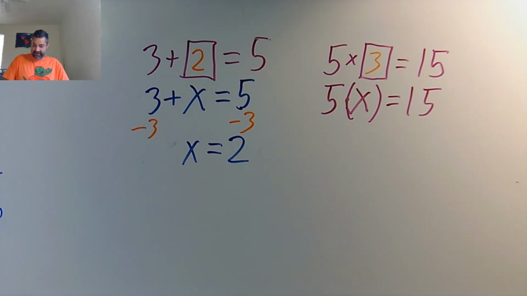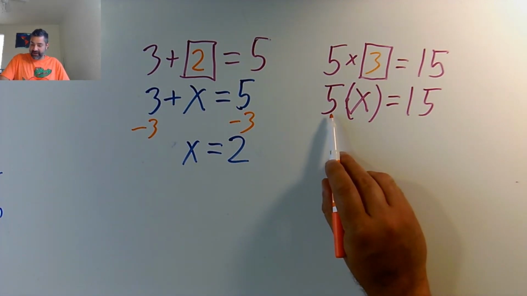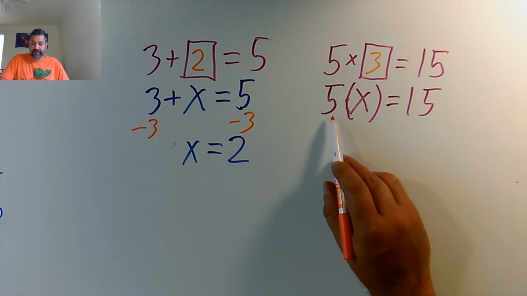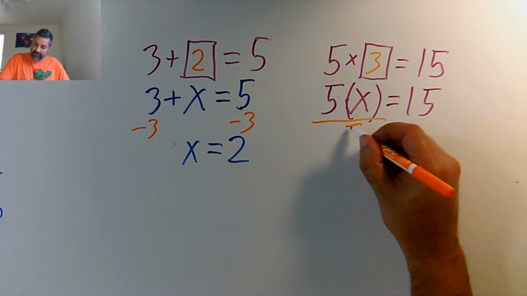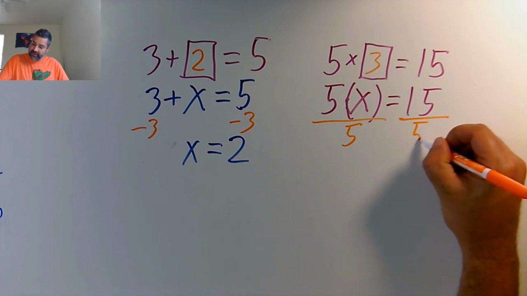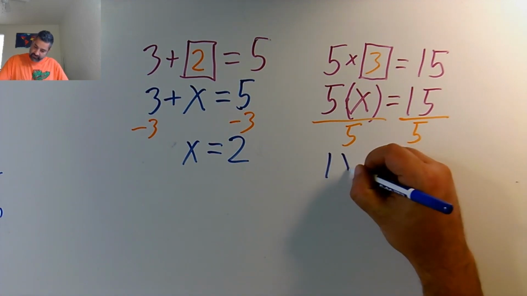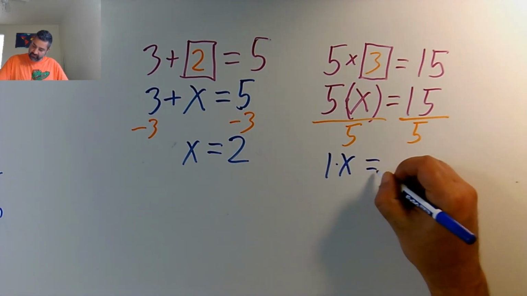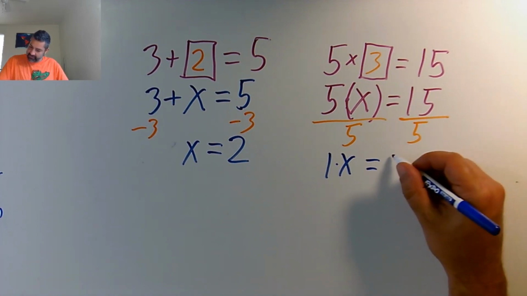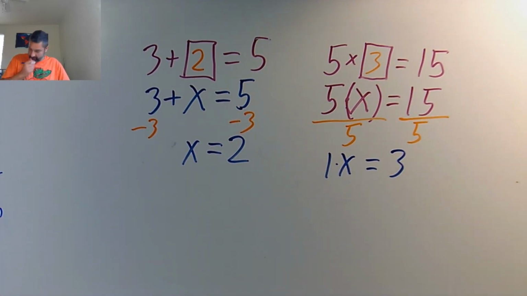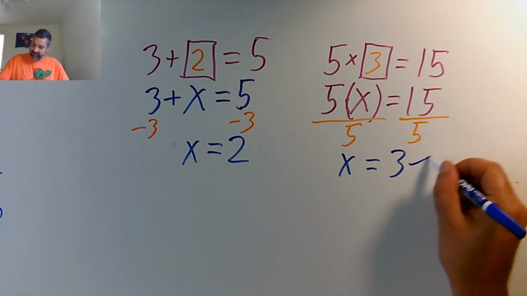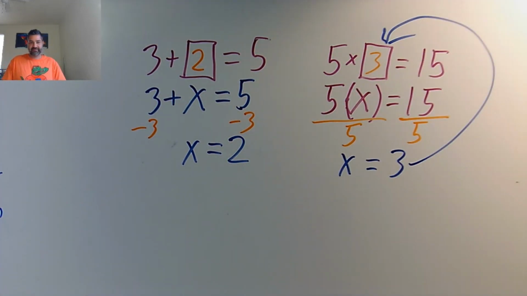And so what is being done to the x? It's being multiplied by 5. And so what's the opposite of multiplying by 5? That's right, dividing by 5. And whatever we do to one side, we must do to the other to keep it balanced. 5 divided by 5 is 1. And 15 divided by 5 is 3. And do we need this 1 times? We don't, because 1 times x is equal to x, and that's our final answer. And that's what we thought it would be as well.